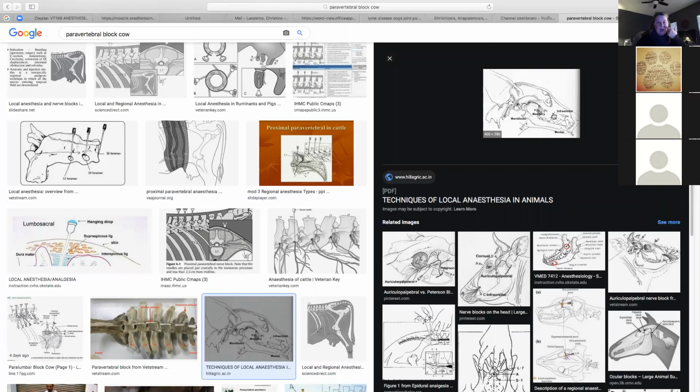Well, they would inject, now this dog would be asleep. You don't do these blocks in a dog without being asleep, but then you can do the block right there, that infraorbital block. It's a common dental block.